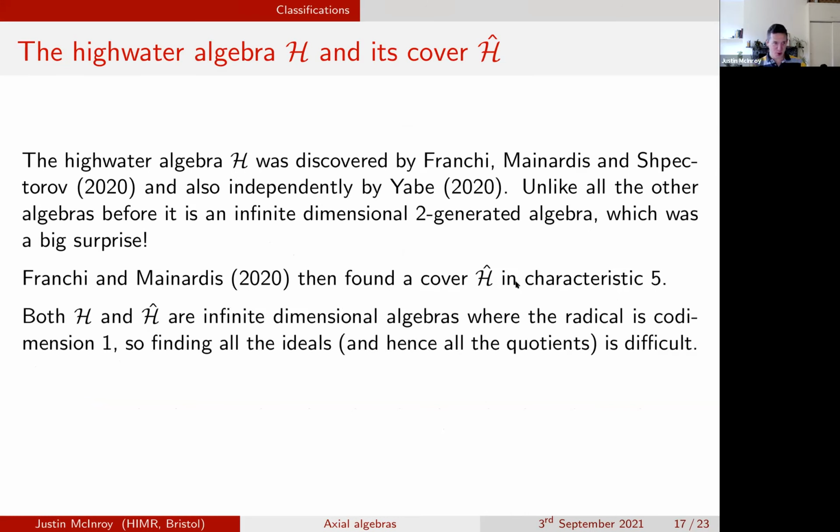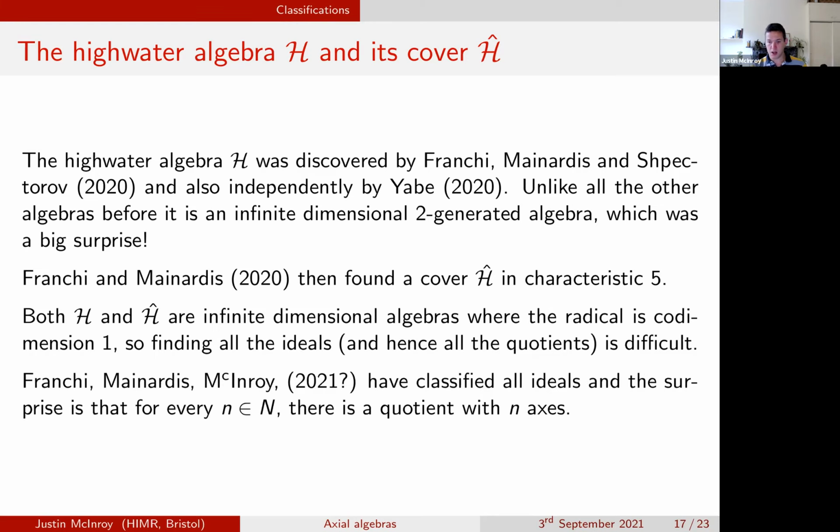And the big problem, so my link to earlier with the ideals, is that here the radical is codimension 1, and even worse, it's codimension 1 in an infinite dimensional algebra. So finding all the ideals here is very difficult. And so I've been working with Clara Franchi and Mario Mainardis to do this. And we're currently writing it up, which is the question mark here. But I think we've basically found all the ideals here.